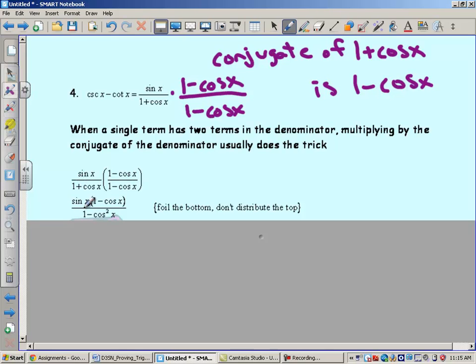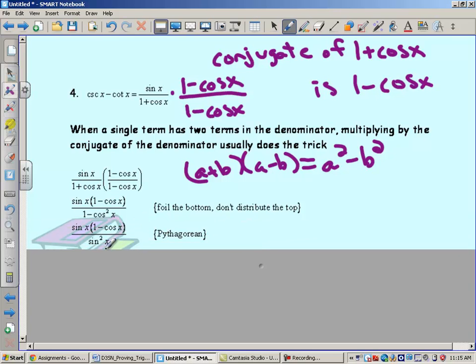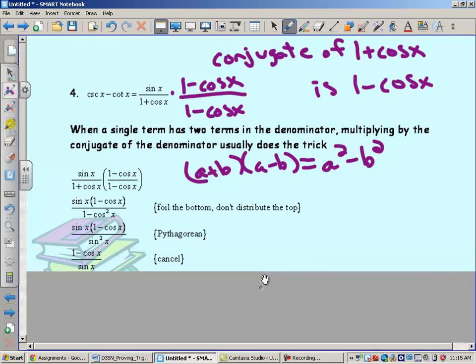If you FOIL the bottom out, you get 1 minus cosine squared. You see a plus b times a minus b? That just equals a squared minus b squared. That's a difference of squares. But I don't want you to distribute through the top. Now, what does 1 minus cosine squared equal because of the Pythagorean identity? Well, it's equal to sine squared. And then, since you're multiplying, you can cancel one of those sines, and now you have a minus b over c. And I want you to know this, that a minus b over c equals a over c minus b over c.